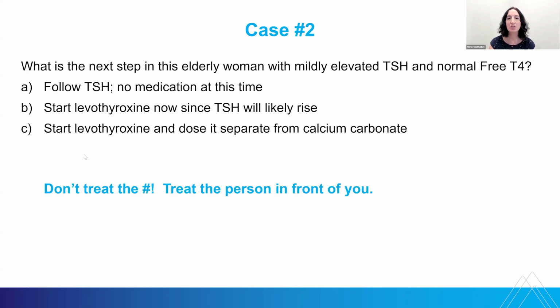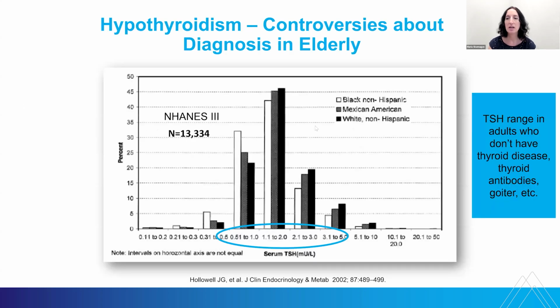So the best answer, basically: don't treat the number, treat the person in front of you. She doesn't have any symptoms. Her TSH is mildly elevated, but her free T4 is normal. So this condition is called subclinical hypothyroidism. And for now, we're going to follow her TSH and not give her any medications.